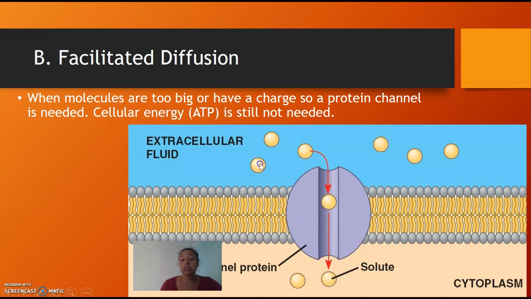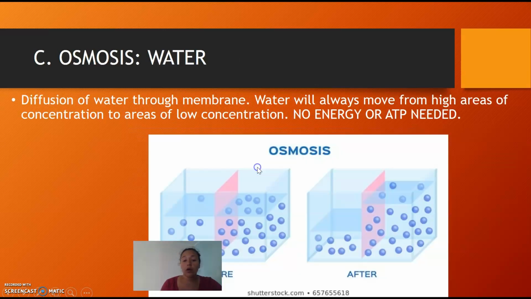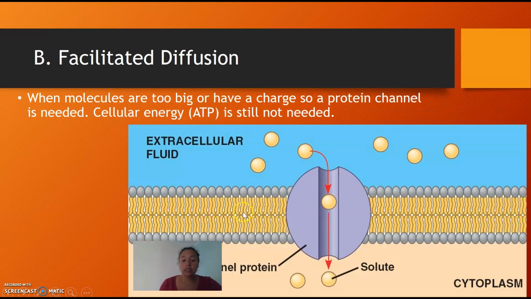But these ones are a little bigger. Why doesn't it just go through? It's too big. Can't fit. Or it has a charge, so it's either positively or negatively charged. So it gets stuck in here, because they like to stick to things. So you need a channel to go through. If it's too big or charged, you need a channel to help it. Just like if you had a large ship, you would see everything raise up to let it follow through.